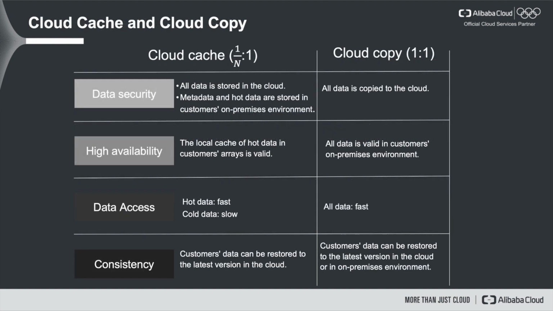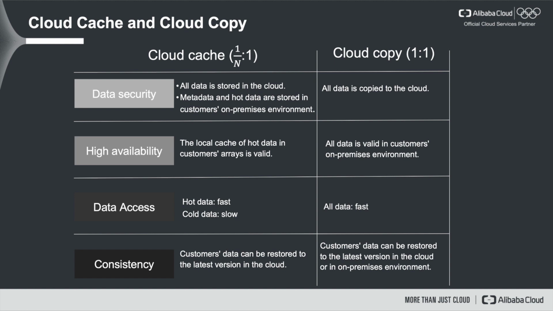Cloud cache and cloud copy differences. Data security: with the cloud cache, all data is stored in the cloud. Metadata and hot data are stored in the customer's on-premises environment. In the cloud copy configuration, all data is copied to the cloud. The difference in terms of high availability for the Cloud Cache and Cloud Copy is the following. The local cache of hot data in customer arrays is valid. In Cloud Copy configuration, all data is valid in the customer on-premises environment. The cold data access in the Cloud Cache is slower than in a Cloud Copy.